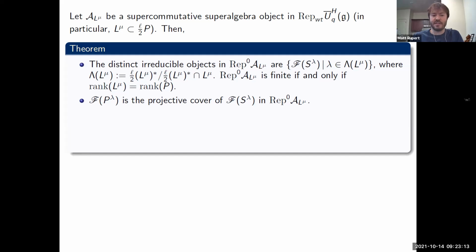So if we take the induction of the projective cover of a simple object, that is the projective cover of the induction of that simple object, and the projective covers lift to the category of local modules if and only if their associated weight is in this rescaling of the dual lattice.